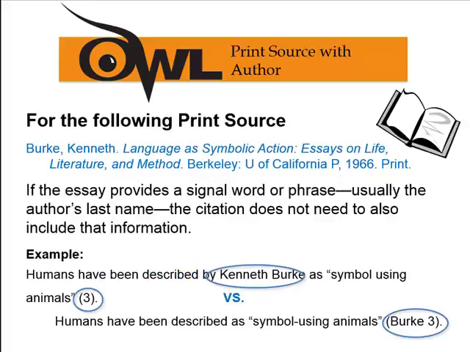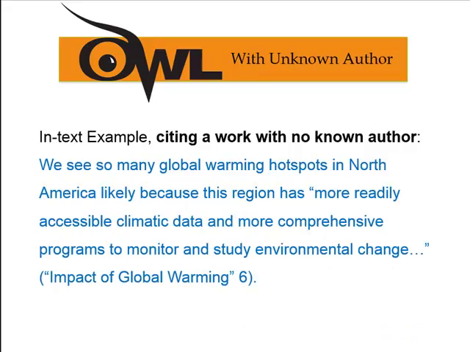Okay, so here is a print source. It's a book by Kenneth Burke on language as symbolic action. You can tell this was put together by an English teacher. And again, you've got that signal word, Kenneth Burke, Burke being what's going to appear on the margin there. If it's in the sentence, then what do you do? You just put the page number. Okay, you're seeing the examples below. If it's not in the sentence, you use that and the page number.